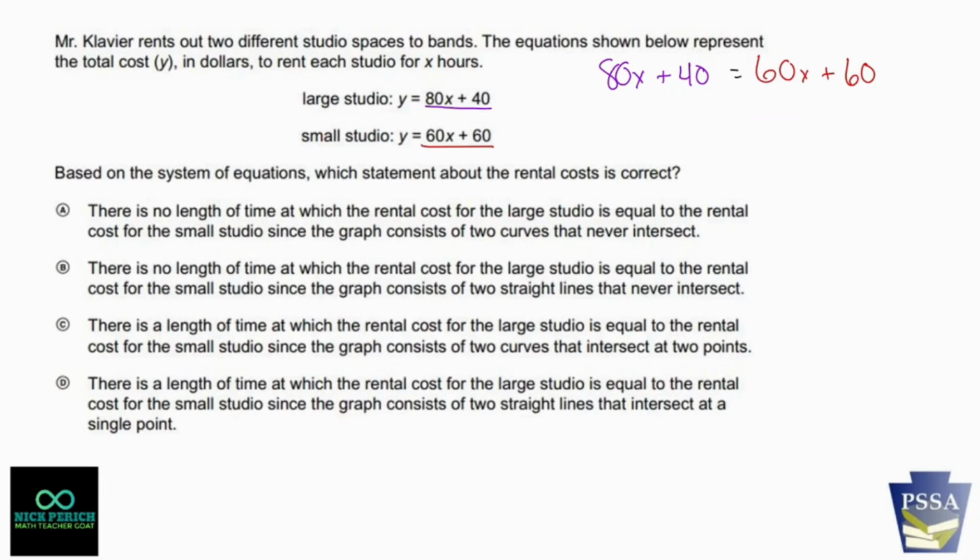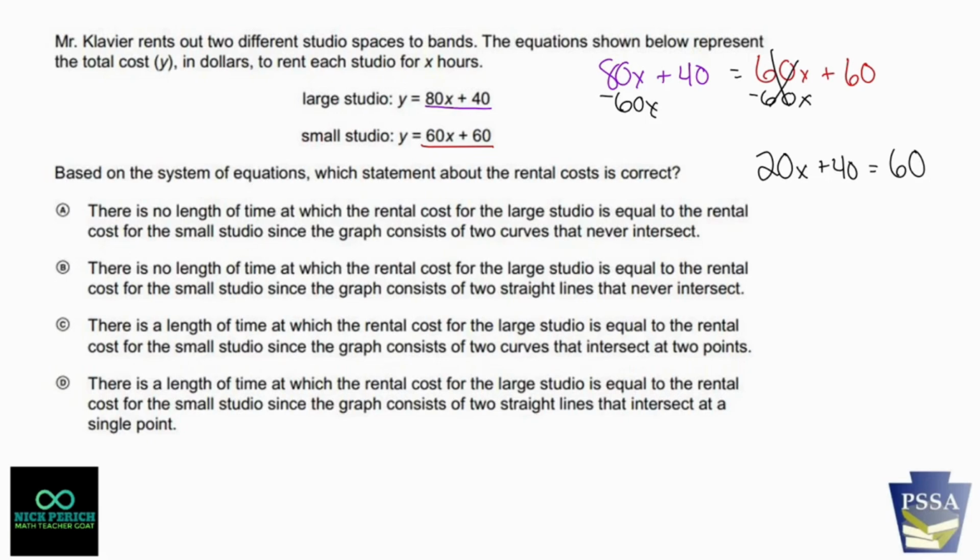Now I have 2 variables, one on the left, one on the right. I like to get rid of the one on the right, so let's subtract 60x from both sides. Subtract 60x from both sides, cross you out. Okay, let's give myself a little bit more space. 80x minus 60x is 20x. Then we drop down plus 40 equals 60.